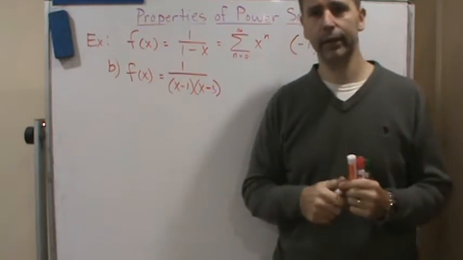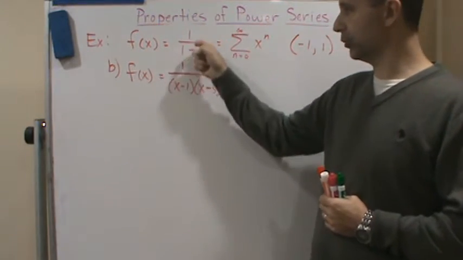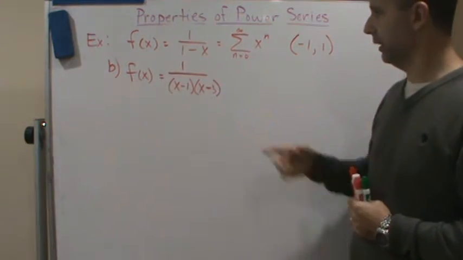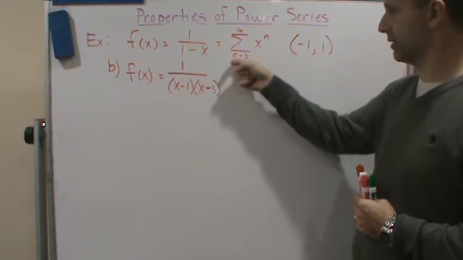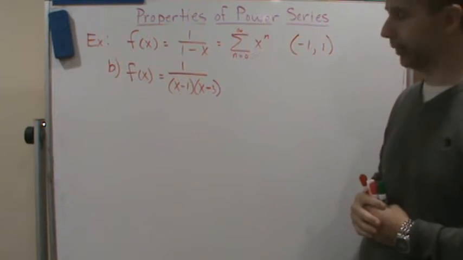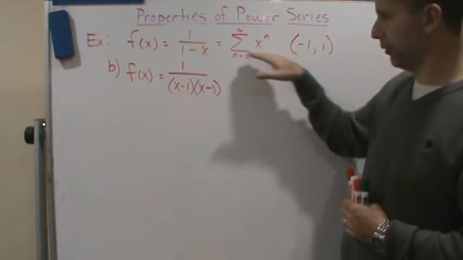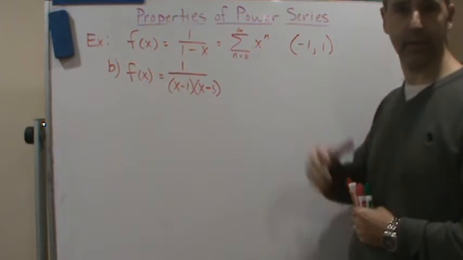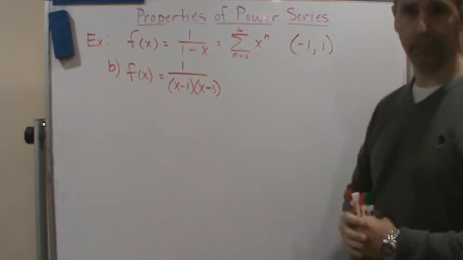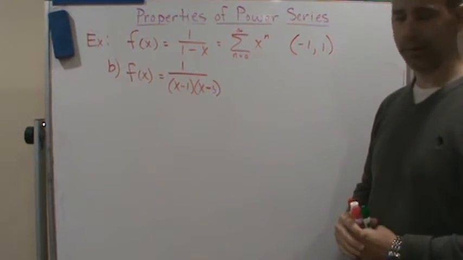Okay, so welcome back. Now in this example we have the same setup. We've got f of x equals 1 over 1 minus x, and we know that that's represented by this power series, and the interval of convergence is negative 1 to 1. And now we're given this one, and we want to use this information up here to represent this function as a power series.